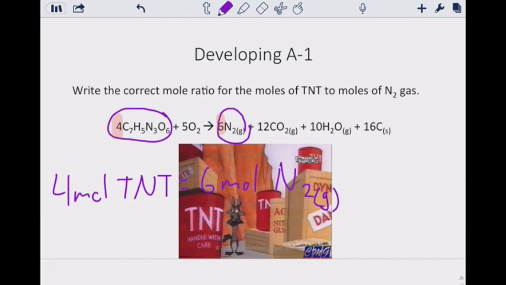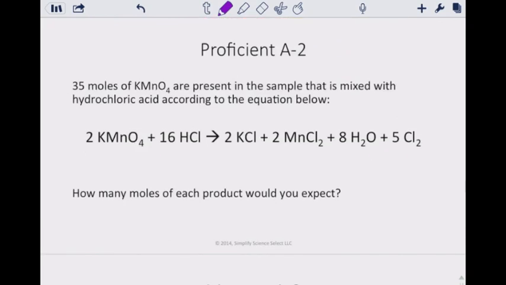Let's look at another one. So our next one says 35 moles of potassium permanganate are present in a sample that is mixed with hydrochloric acid according to the equation below. And it says how many moles of each product would you expect? Okay, so we have 35 moles of potassium permanganate. Well, we have to look at each product and the math is going to be the same.